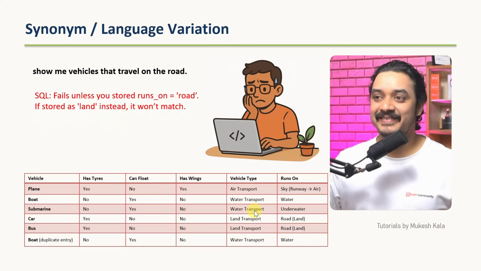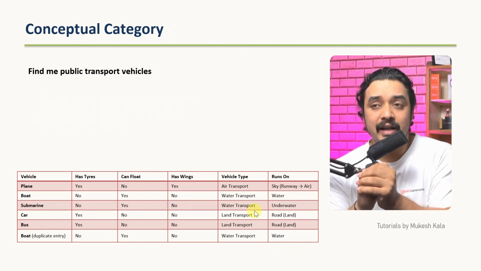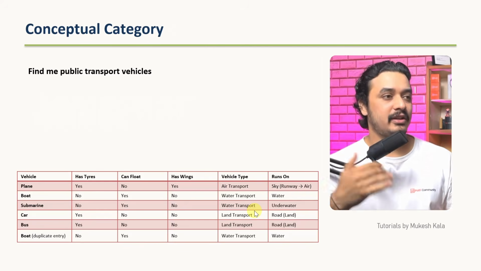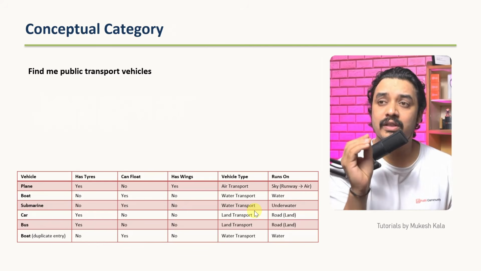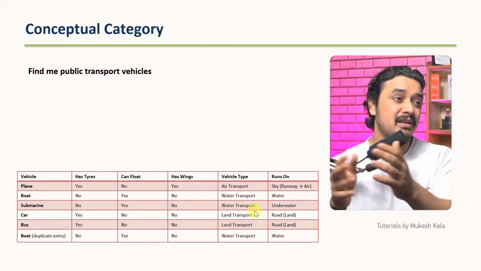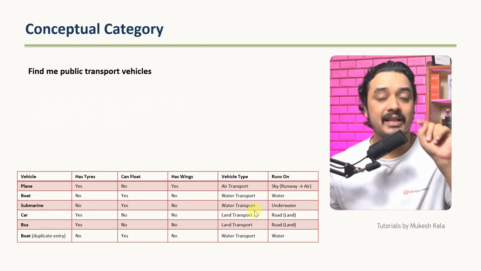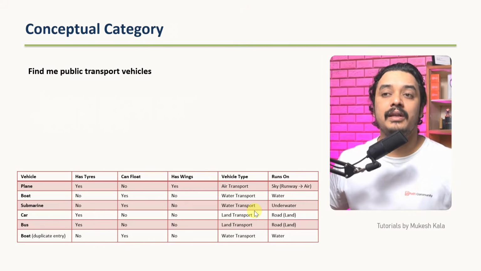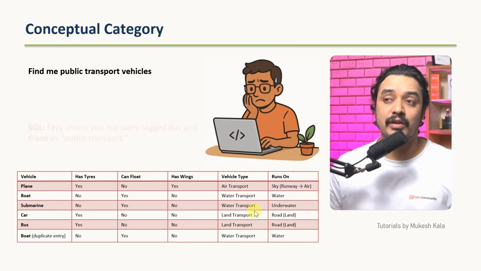Developer is worried. Now, a conceptual query. Somebody says, find me the public transport vehicles. If I ask you as a human, from this list in the database, which are the public transport, you would understand that yes, bus and plane, or maybe the submarine for that matter, can be public transport. But is that information available in the database? The answer is no. Will SQL be able to relate to that? No. The developer is becoming even more worried now.